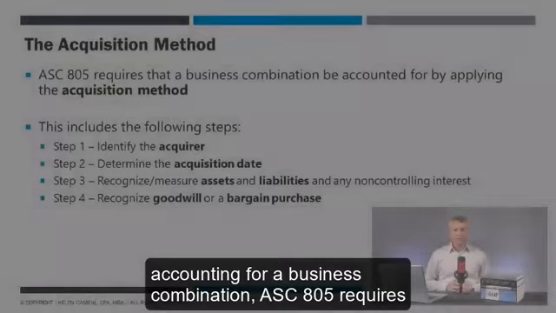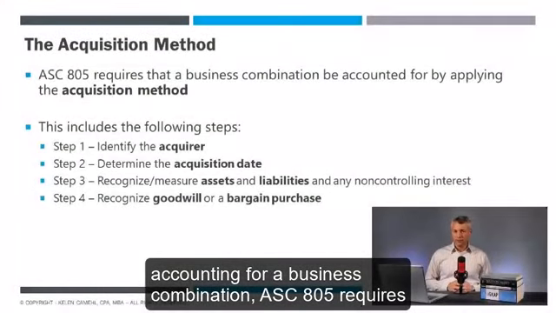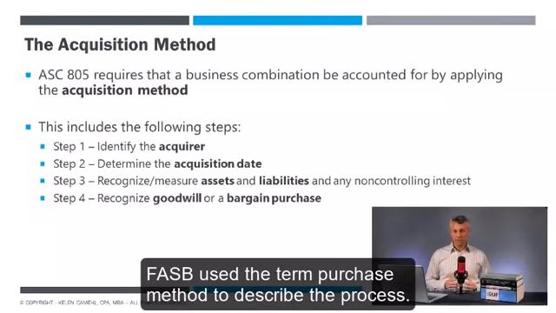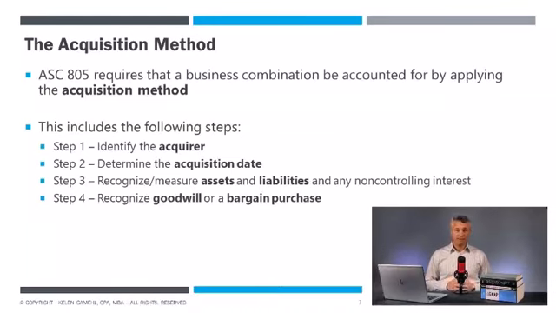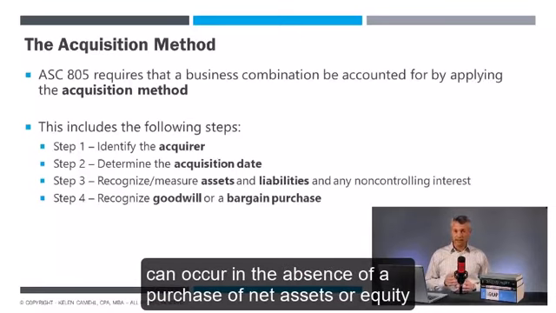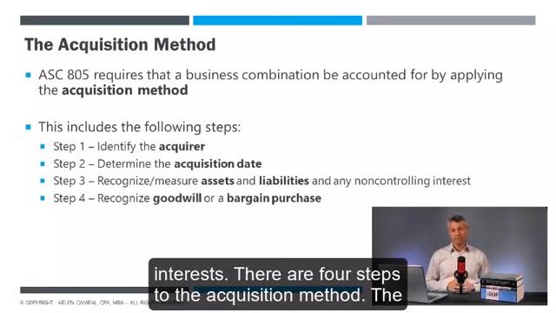When accounting for a business combination, ASC 805 requires the use of the acquisition method. Many years back, the FASB used the term purchase method to describe the process. This change was based on the fact that a business combination can occur in the absence of a purchase of net assets or equity interests.